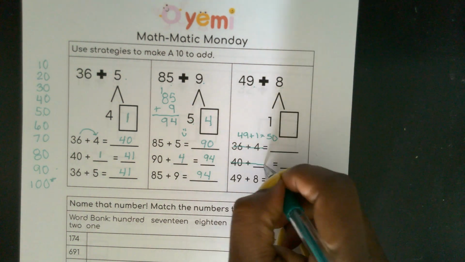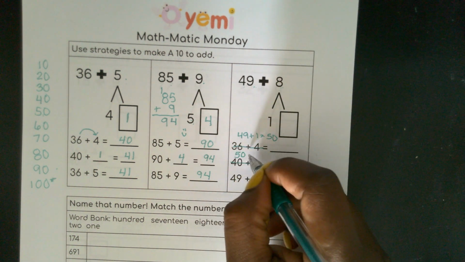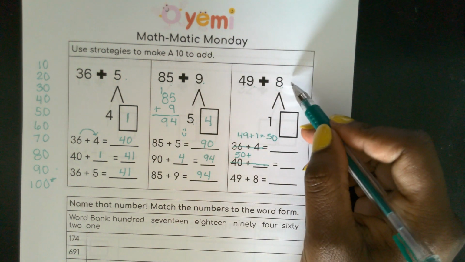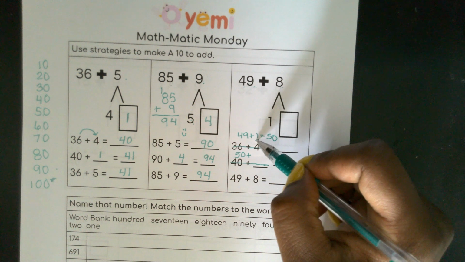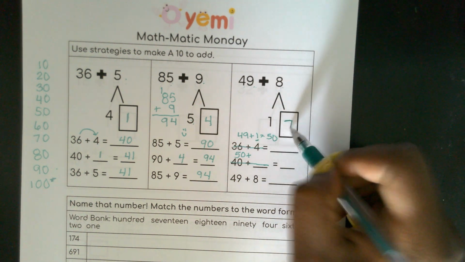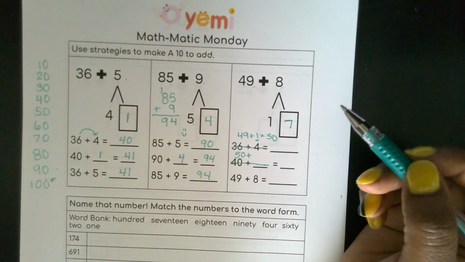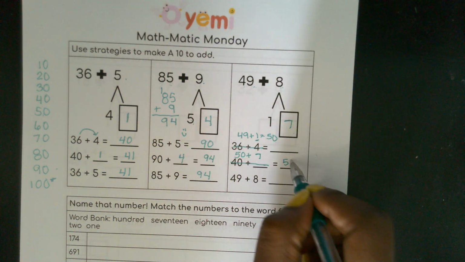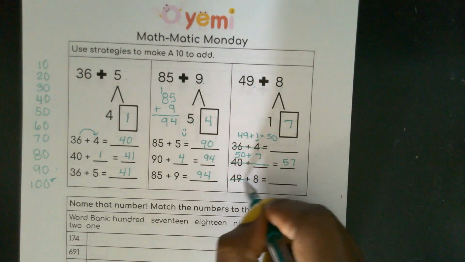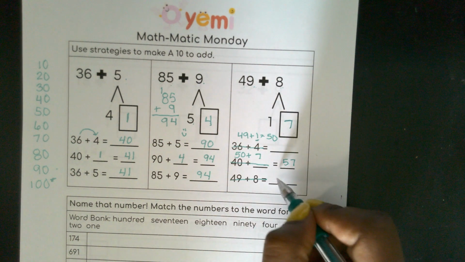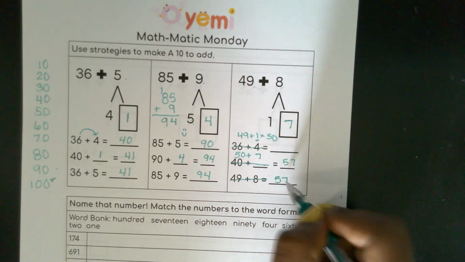And then this would be 50 plus, how much do I need to make 8? I already used this 1 here. What do I need to make 8? 7 more. 1 plus 7 equals 8. So 50 plus 7 equals 57. So down here, oh, that is 49 plus the right one. 49 plus 8 is 57.